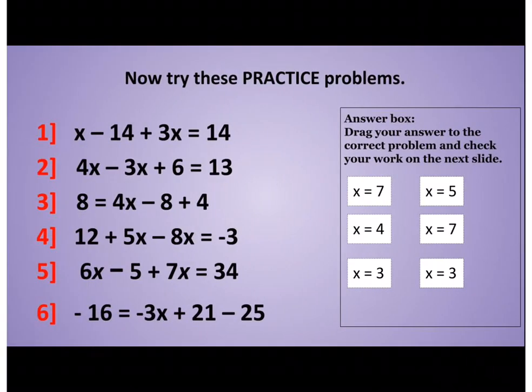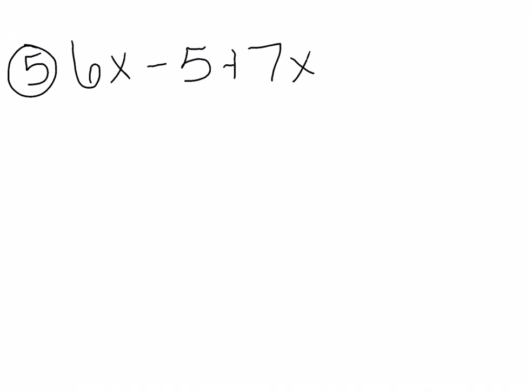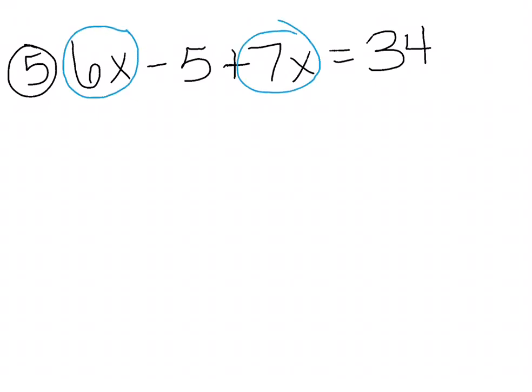Okay, number 5, 6x minus 5 plus 7x equals 34. Okay, first thing, we're going to combine like terms. So I see here that I have a 6x and a positive 7x. So 6 plus 7 is 13, so I have 13x minus 5 is equal to 34.